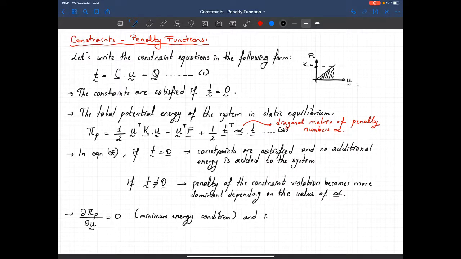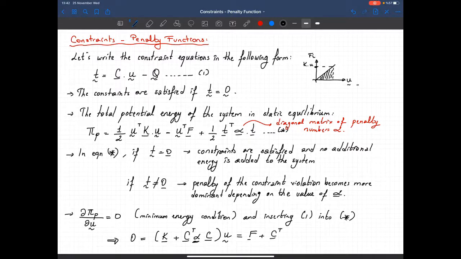And inserting equation 1 into star, we get the following relationship. 0 is equal to K plus alpha times C transpose times C multiplied by U is equal to F plus C transpose alpha times Q.